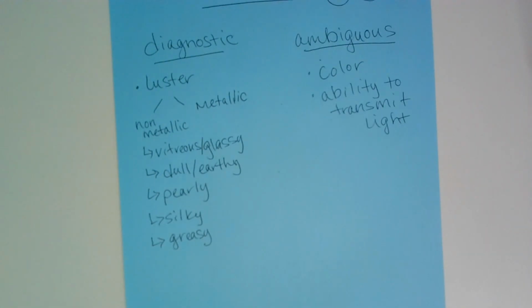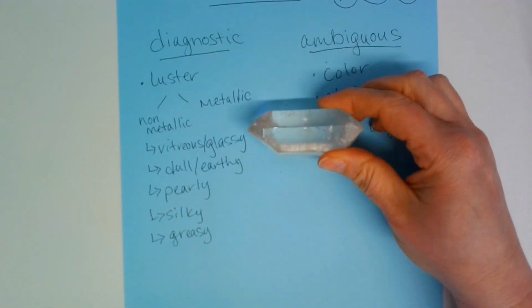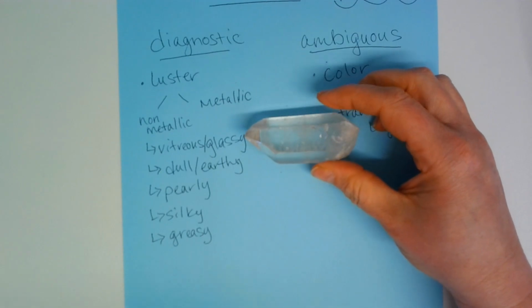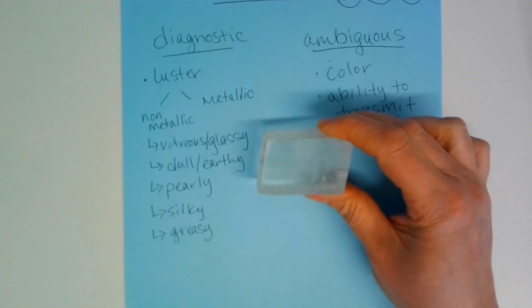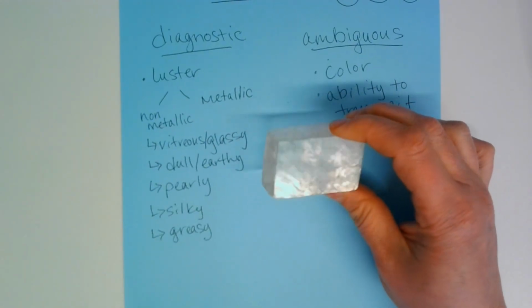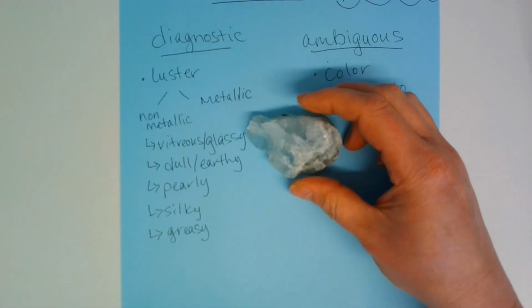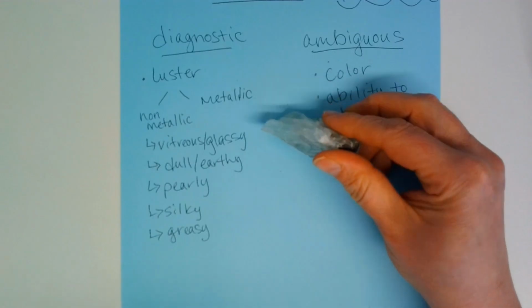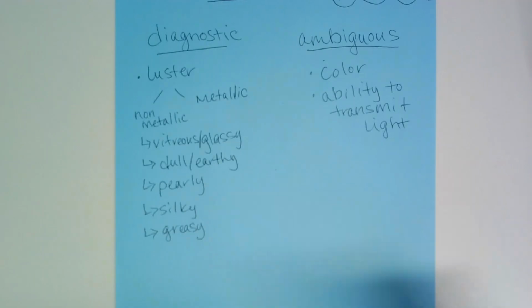As I said before, we have some different types. So this would be an example of quartz. It has that vitreous or glassy appearance to it. Calcite is another one that has that kind of glassy, almost see-through appearance. They don't always have to be see-through. This would be an example of fluorite that is glassy. It looks like shatters of glass.